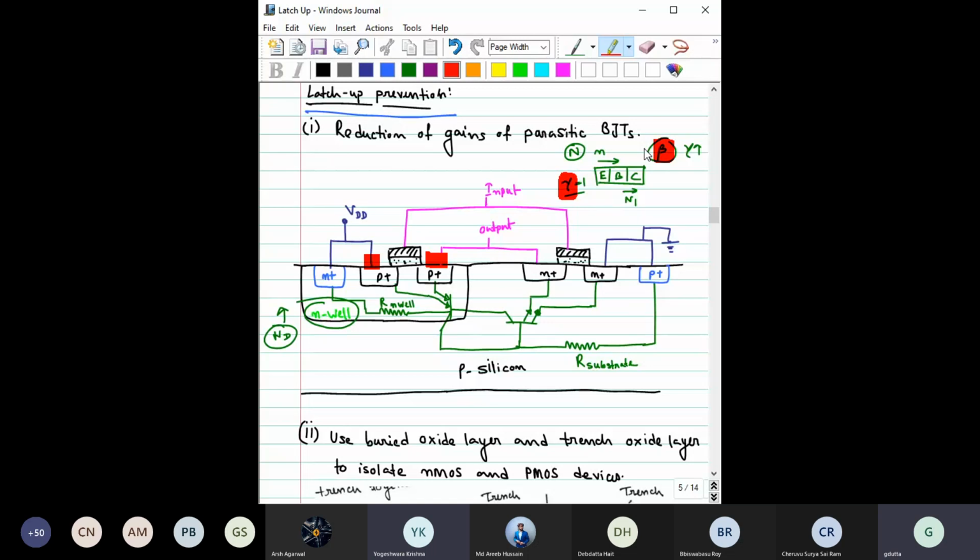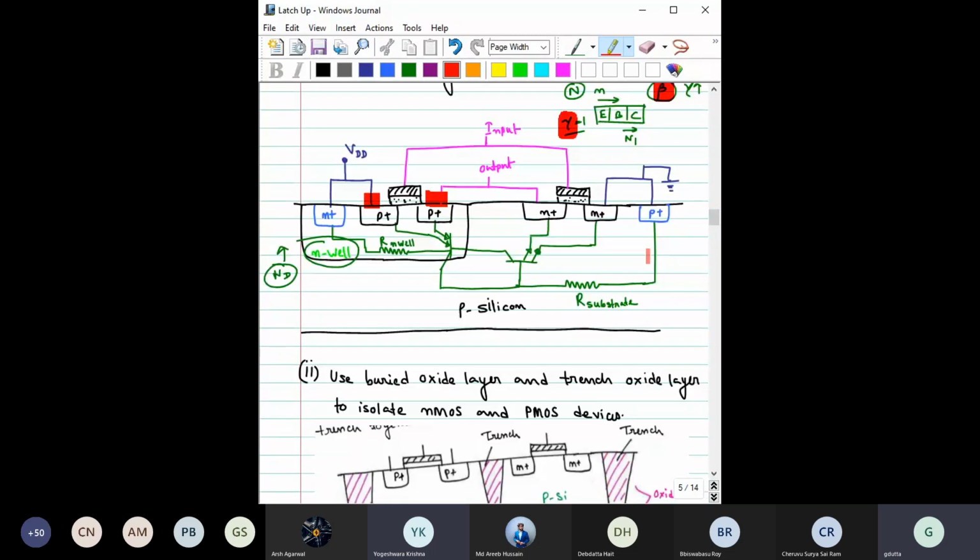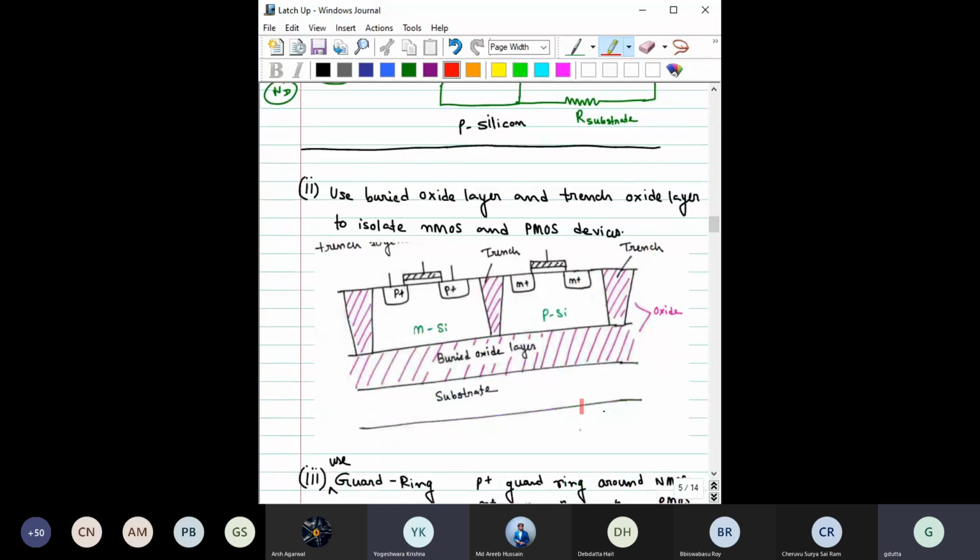Yes, very good. So one suggestion is, can we insulate these two transistors? Then probably we would be able to isolate these two parasitic transistors. Yes, that is the technique that has actually already been used. So here, the first thing we have to use is a buried oxide. Buried oxide means an underneath oxide layer, right? And you also use this trench oxide.